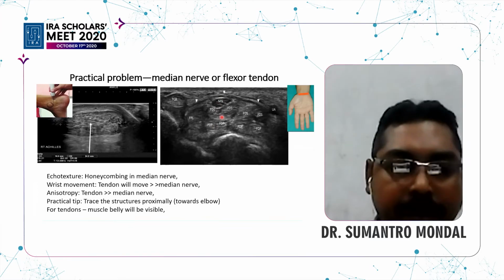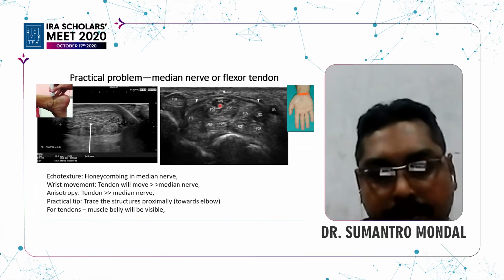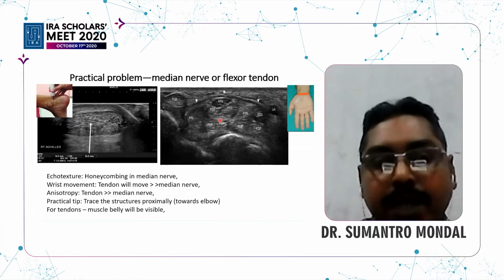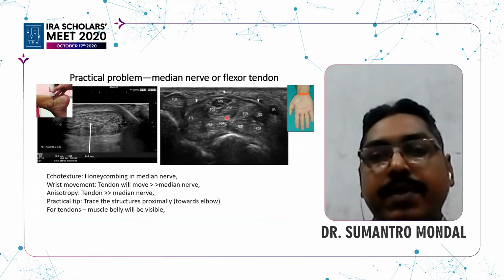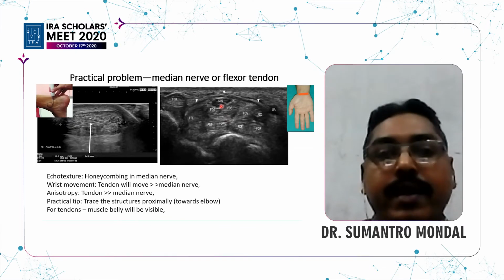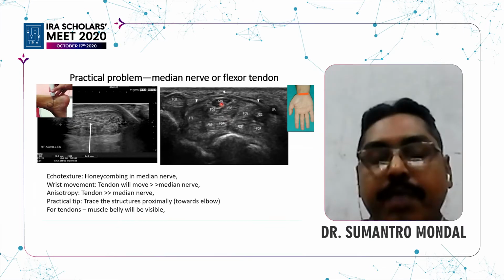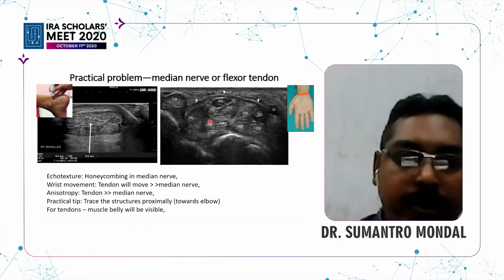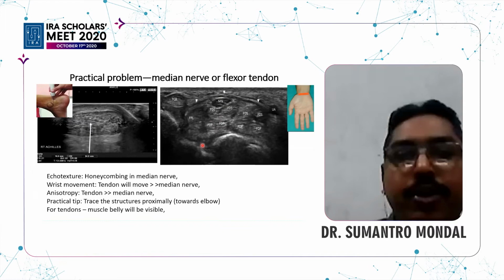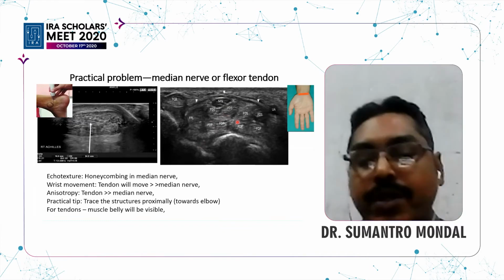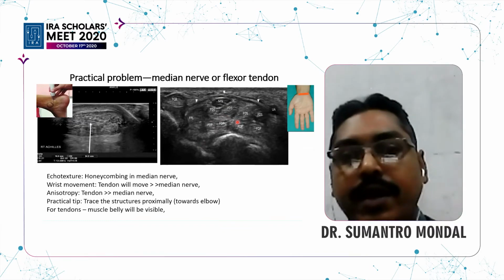And lastly, you can move your transducer proximally towards the elbow, and after a short distance, you can see the muscle belly in the case of tendons, whereas proximal to the wrist, the median nerve goes deeper and towards the medial aspect. So these are some clues by which the median nerve can be separated from the many flexor tendons in the volar aspect of the wrist.